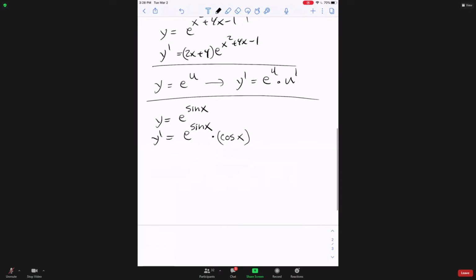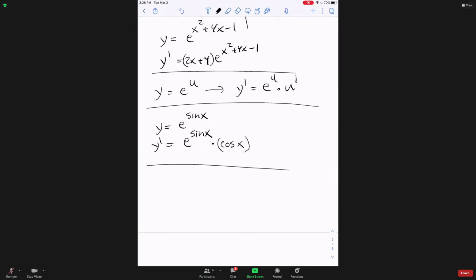All right. Now, what if I asked you to take the derivative of y equals, I don't know, 7 to the x cubed plus 5x. This is also an exponential function. It's 7 to the u. So go ahead and try this. You're going to take the derivative of 7 to the u, but then it's a chain rule as well.